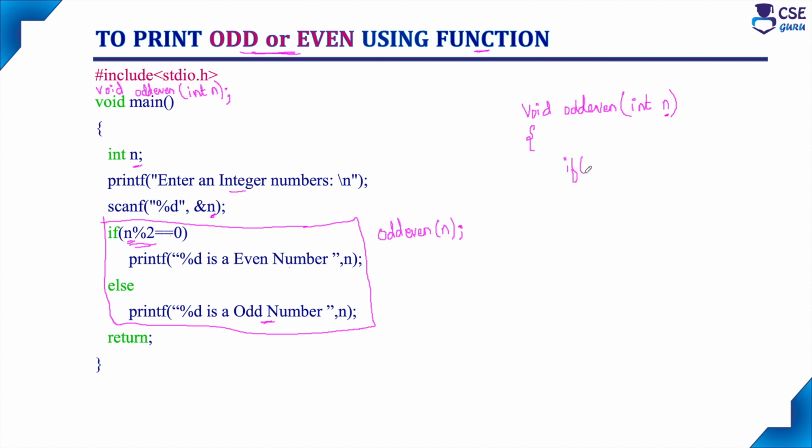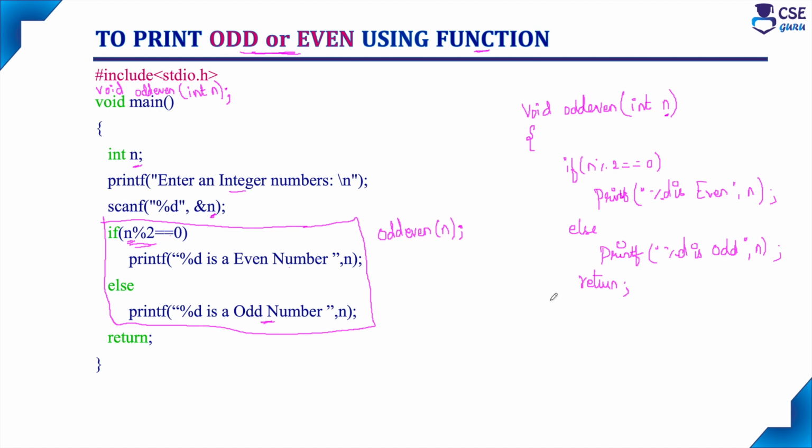So if n%2 equal to 0, then printf "%d is even". Else printf "%d is odd". And simply we have to use the return statement. Although we are not going to return any value to the main function, simply we have to place the return statement. So here, when this function is called, immediately control will be transferred here.